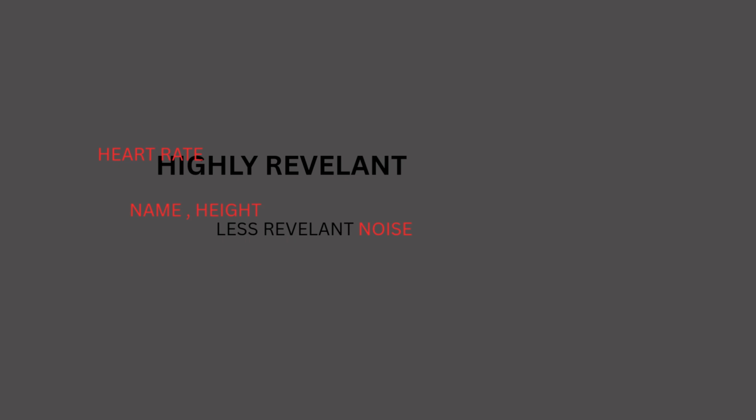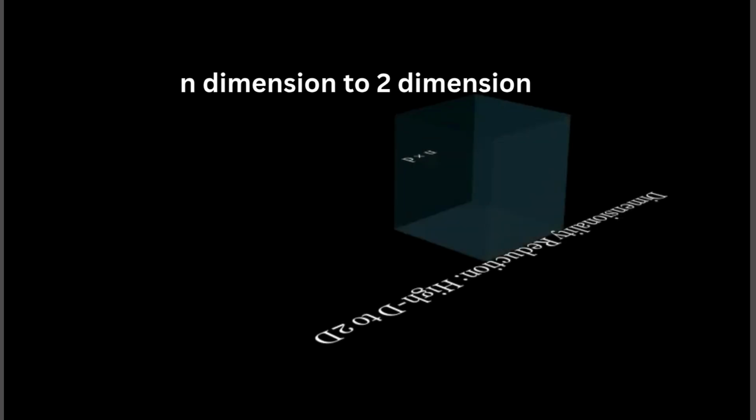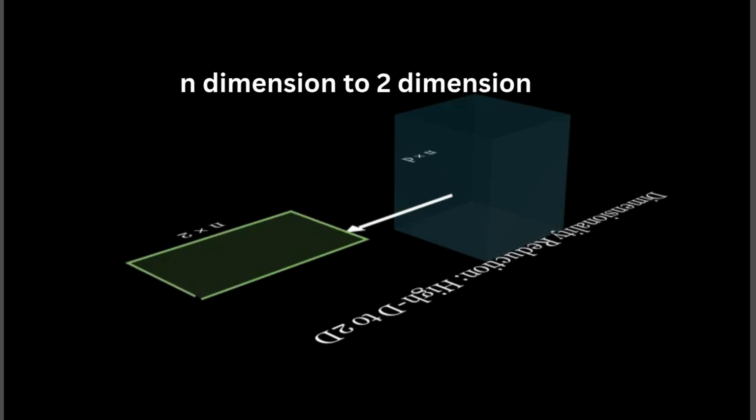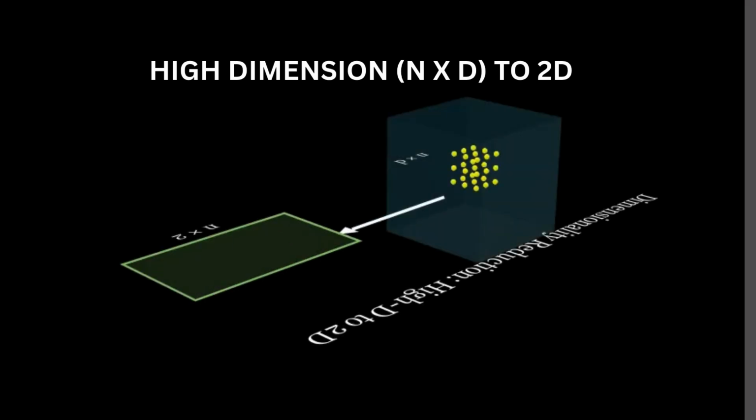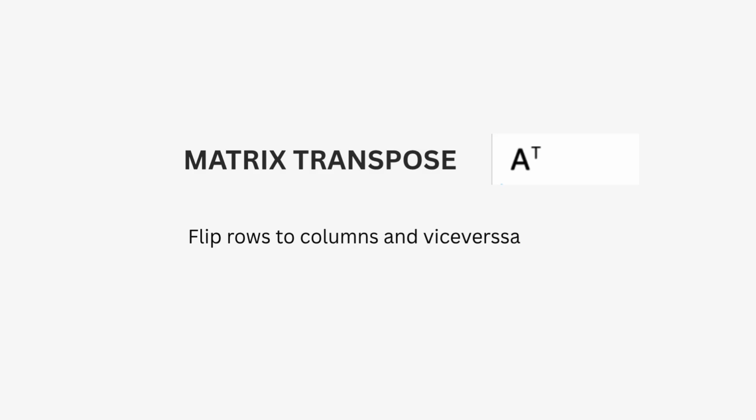So dimensionality reduction helps us answer which features matter the most, and can I reduce the number of features without losing too much information? That is exactly what PCA helps us to do: reduce the number of features or dimensions while preserving the essential structure of the data.